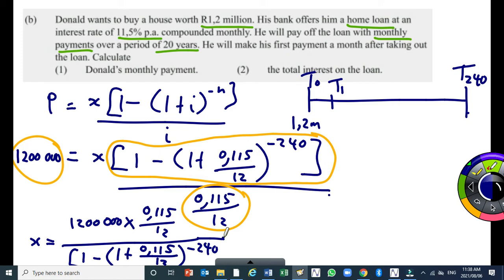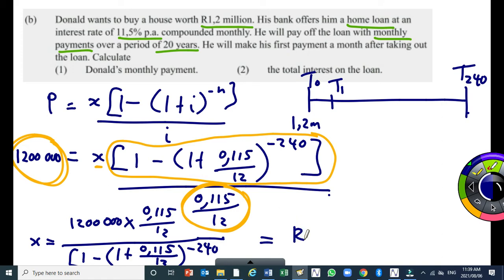Okay? I'm going to repeat. You divide this denominator here, which is a fraction. So you multiply that denominator by 1.2 million. The product that you get, well, the objective is to find x. You divide that by everything inside the square bracket. Okay? So, what answer did you get?